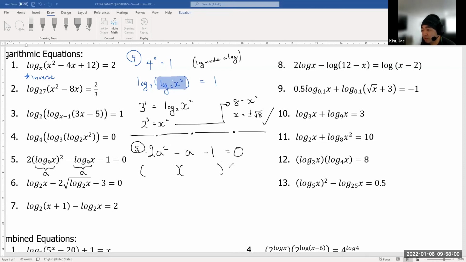Albeit it's not product sum. The a value, the first number here, the leading coefficient, is not a 1. So you will have to do decomposition or some other form of factoring that you're comfortable with. But it should turn into this, which means the a value is either negative half or equal to 1. What does that mean? It means log 9 of x is equal to negative half, or log 9 of x is equal to 1.